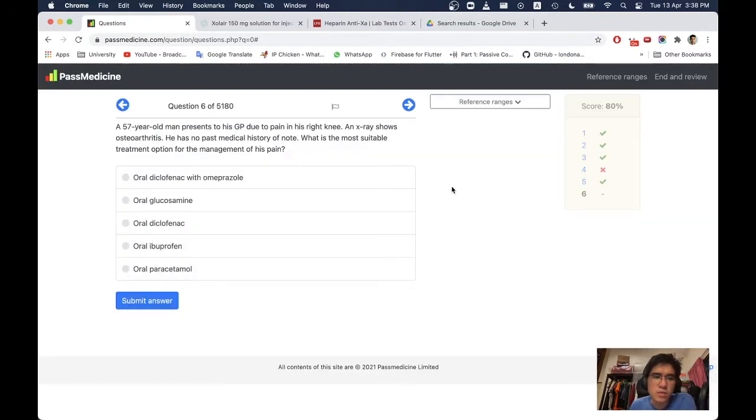A 57-year-old man presents to his GP due to pain in his right knee. An X-ray shows osteoarthritis. He has no past medical history of note. What is the most suitable treatment option for the management of his pain?